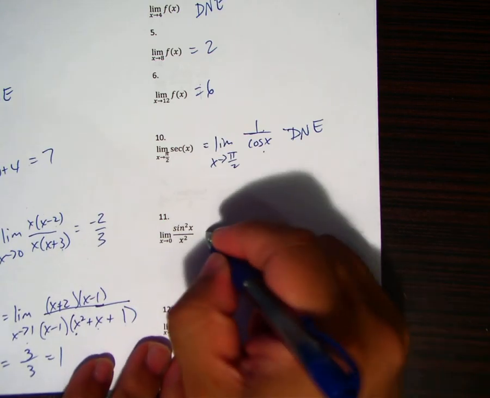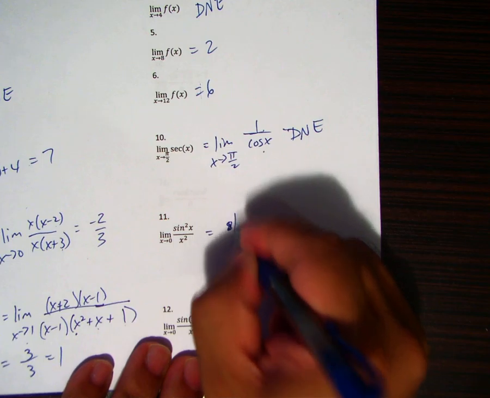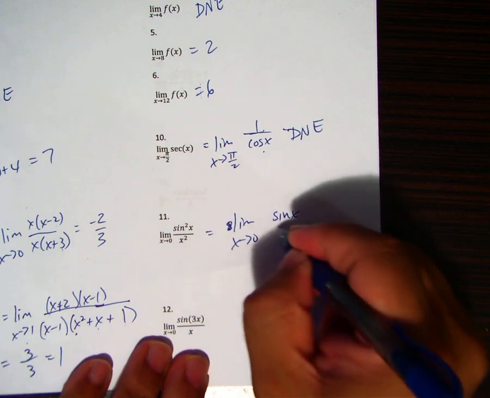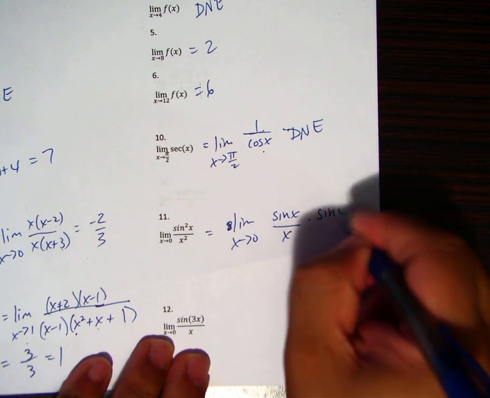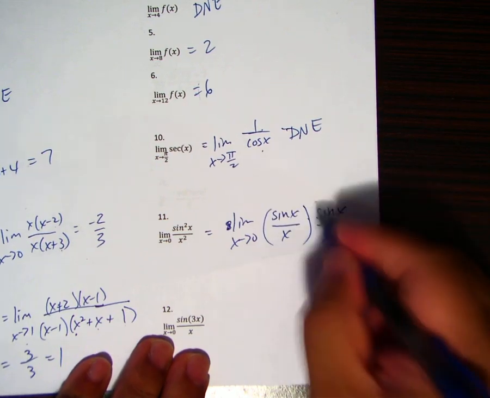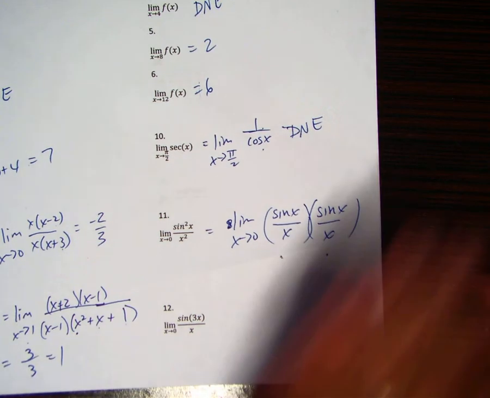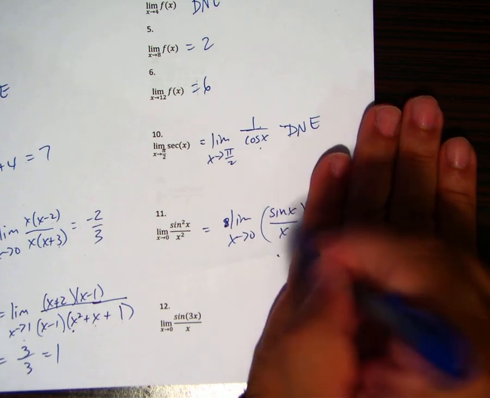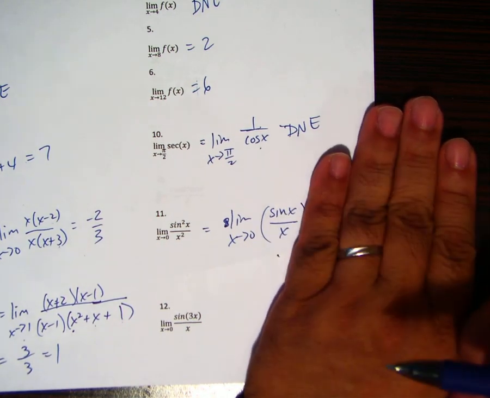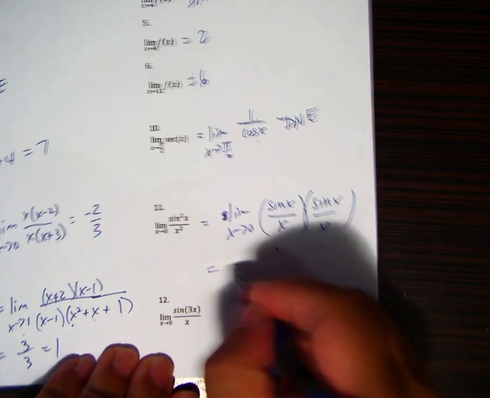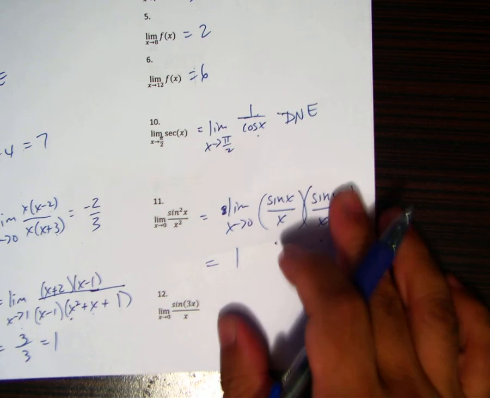Number 11. This is, limit as x approaches 0, sine x over x times sine x over x. Remember, there's only one limit here. This limit. You're required to memorize this limit. The limit of this is 1. So it's limit of this is 1, limit of this is 1, so it's 1 times 1, or just 1.